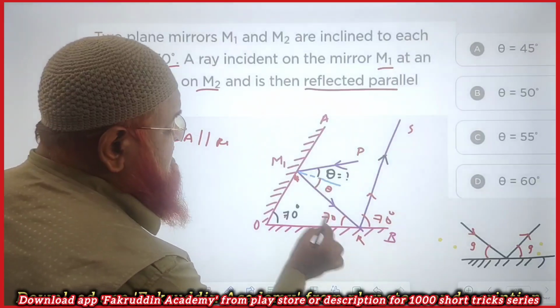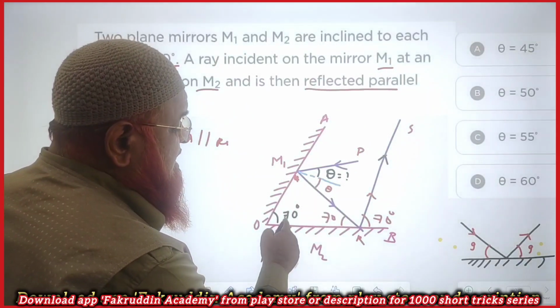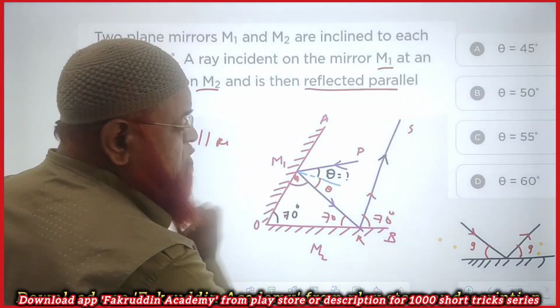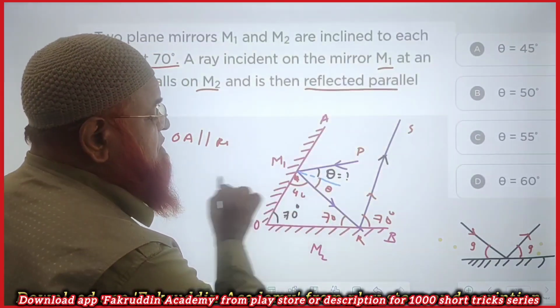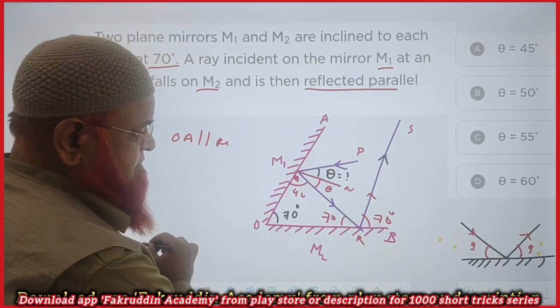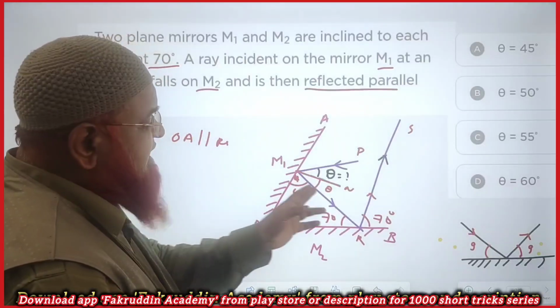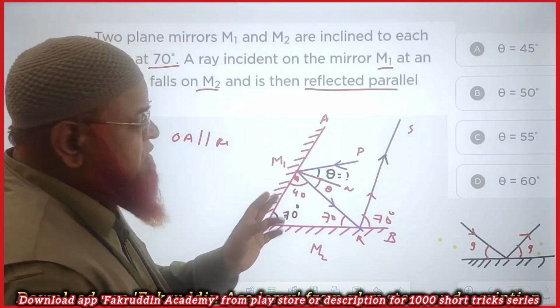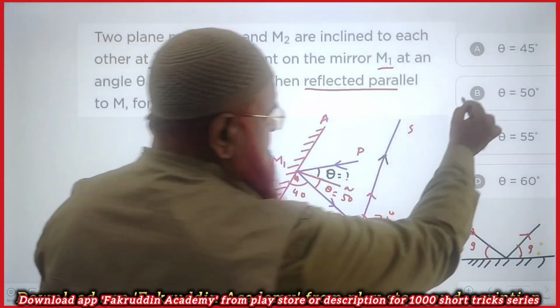And this is 70, this is 70, which means it is 140. So in a triangle, if these two are 70, how much is the remaining angle going to be? 70, 70, 140 means the remaining is 40. And you know this is the normal. Normal means it makes 90 degrees. When you remove 40 from 90, what is remaining? 50 is remaining. So your answer is 50.